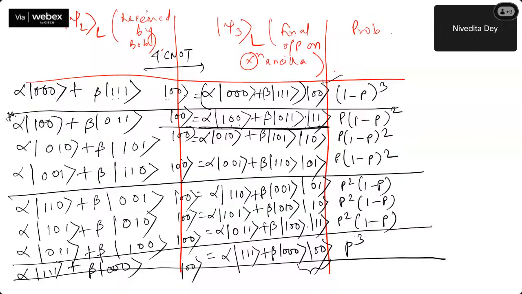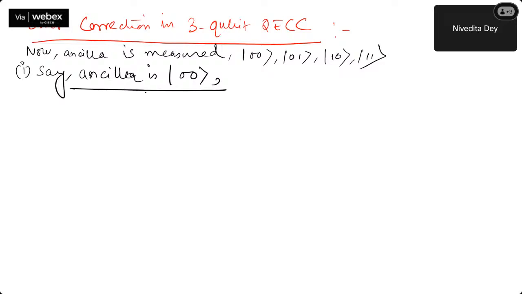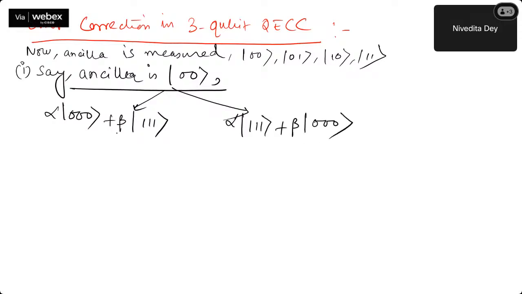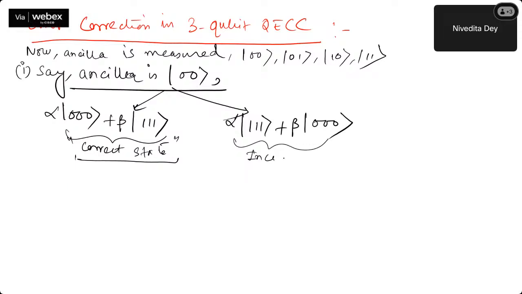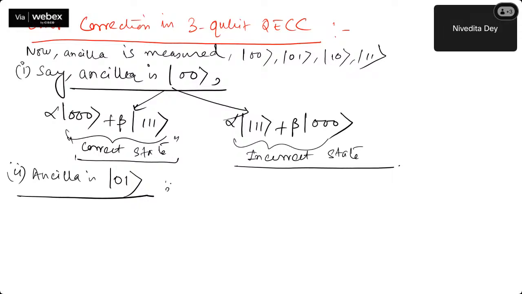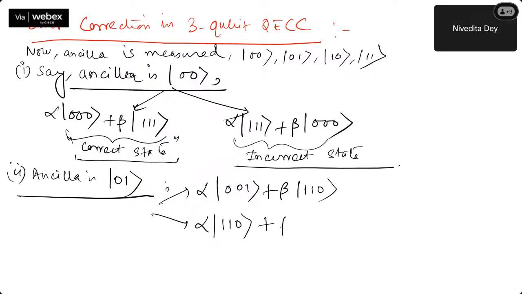So in that case, if ancilla is 0, 0, I can get two results. The first result is alpha 0, 0, 0 plus beta 1, 1, 1. Or I can get alpha 1, 1, 1 plus beta 0, 0, 0. So this is the correct state, because this was the initial state that I wanted to send to Bob. But this is the incorrect state. Similarly, if ancilla is say 0, 1, I'm getting two things. First is alpha 0, 0, 1 plus beta 1, 1, 0 and just the reverse, that is alpha 1, 1, 0 plus beta 0, 0, 1.